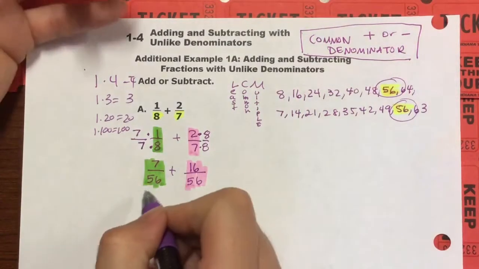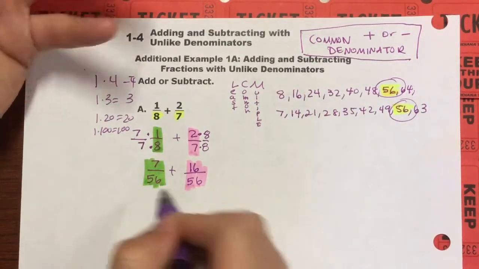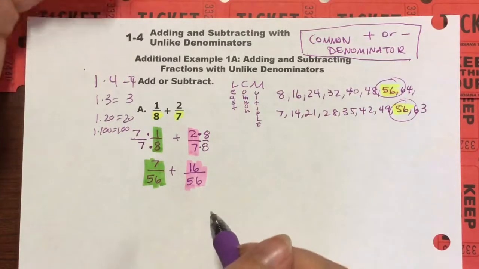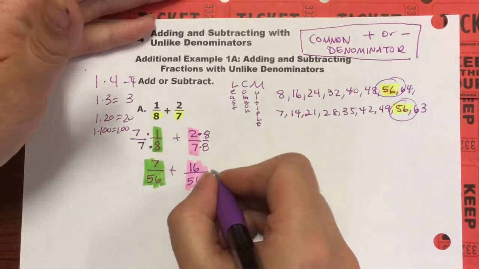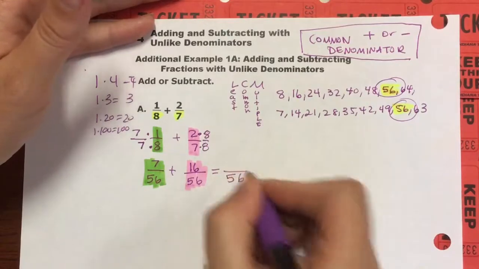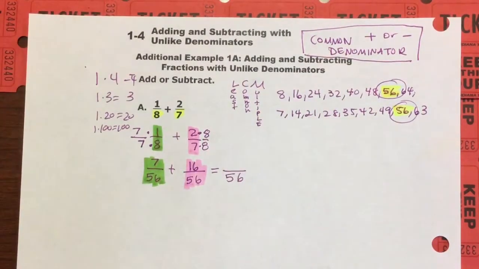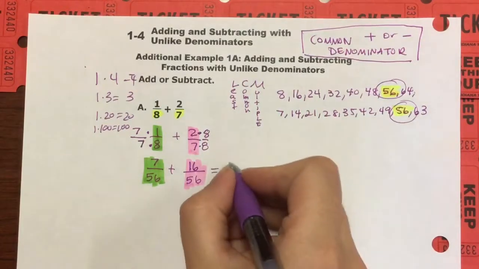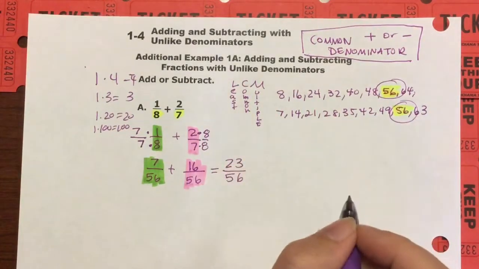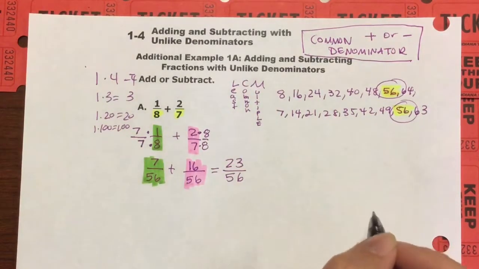Okay, so now that we have a common denominator of 56, we can add these fractions together. We are going to keep the 56 on the bottom and just add the top. So 7 plus 16, that would be 23. And there we go.